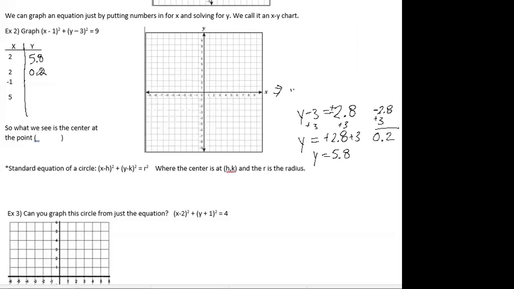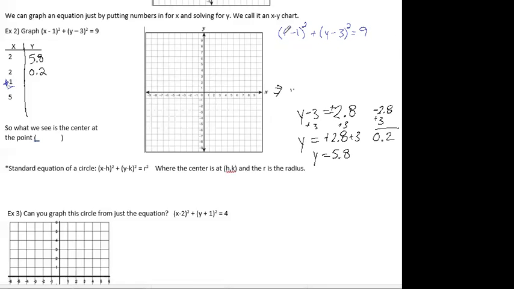Okay, so now I'm gonna plug in -1. So, oh man. Let's change it to a +1. Okay, fix Miss Berry's mistakes. Make this a +1 that we're gonna plug in. Okay, so +1 minus 1 squared plus y minus 3 squared equals 9.